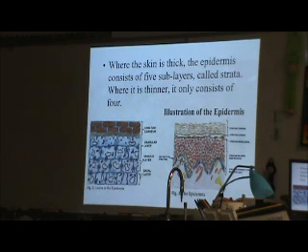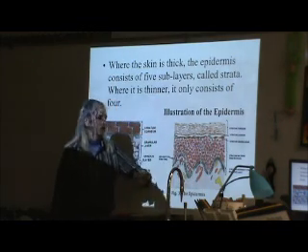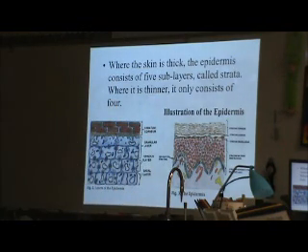Stratum granulosum, yes. So the granular layer is our stratum granulosum. The spinous layer is called the stratum spinosum, which can also be referred to as the stratum malpighi. Okay. And last but not least, the stratum germinativum or stratum basal.